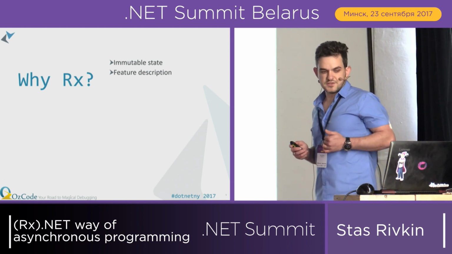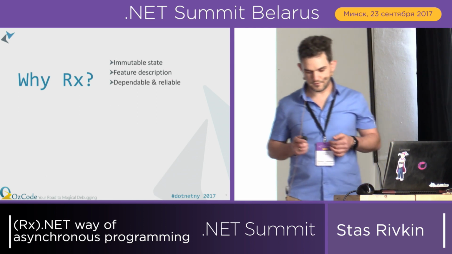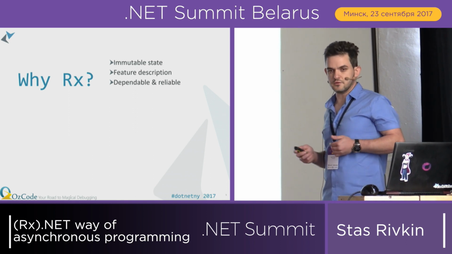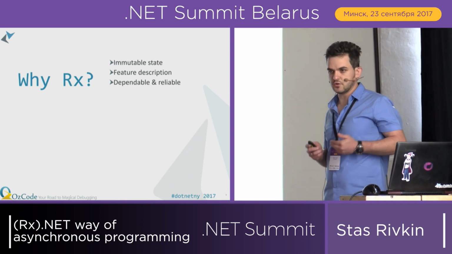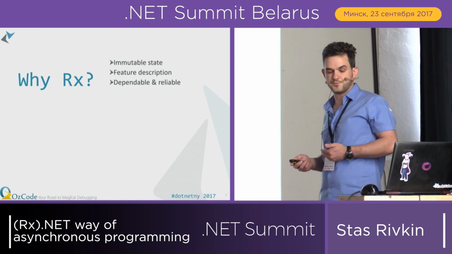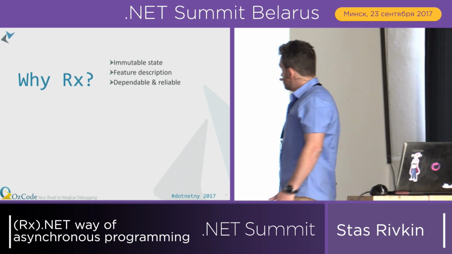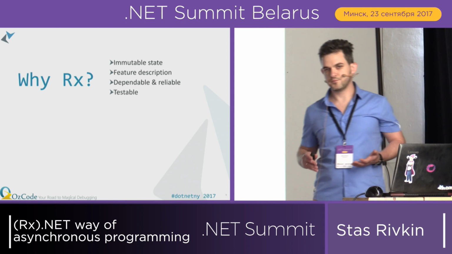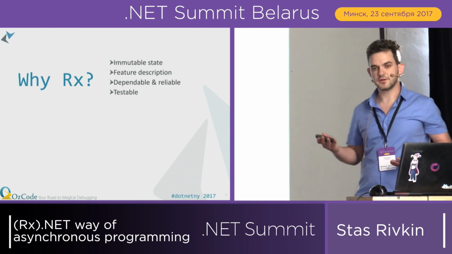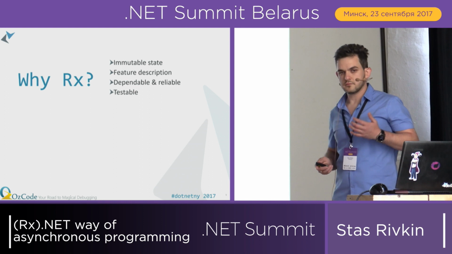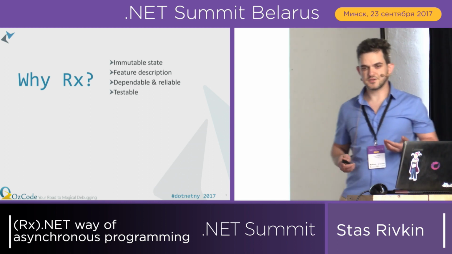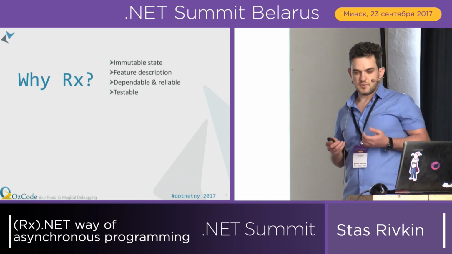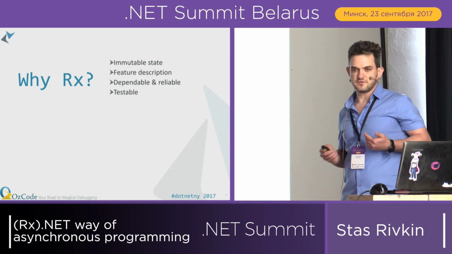And the thing I'm most excited about with RX is that it lets you write more dependable, more reliable async code. You basically write it down once and you know it's going to work every single time. And it's testable. You can have the same piece of code run concurrently in your production, and it can be run synchronously in your unit tests. RX helps us by abstracting away the concurrency from us.